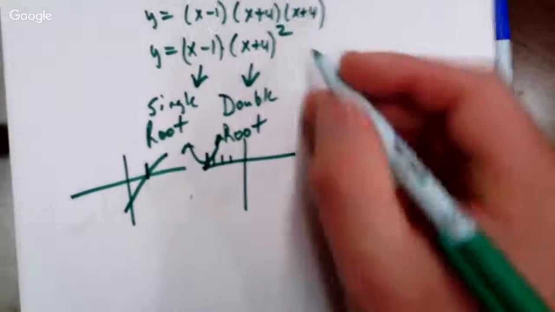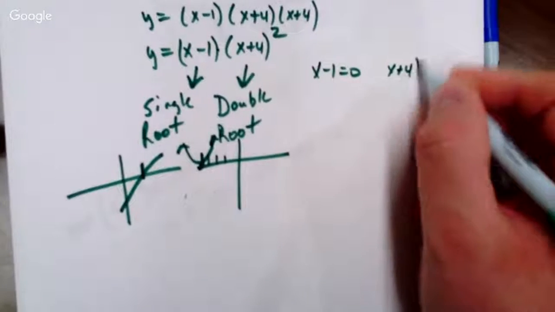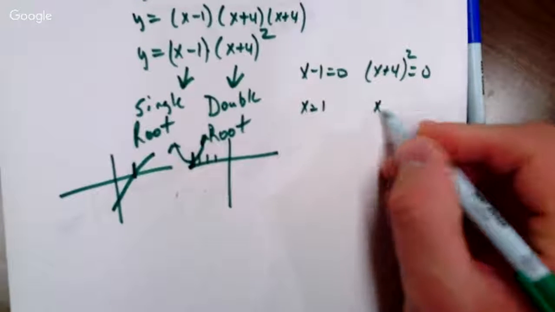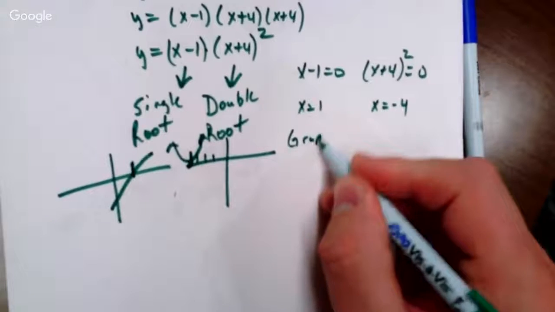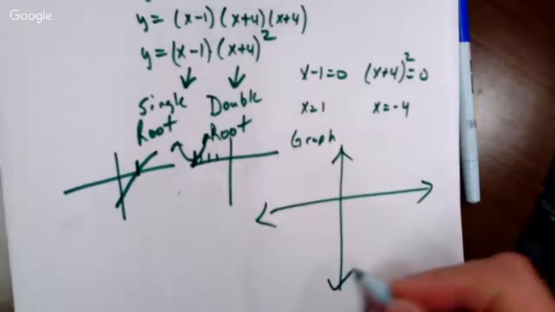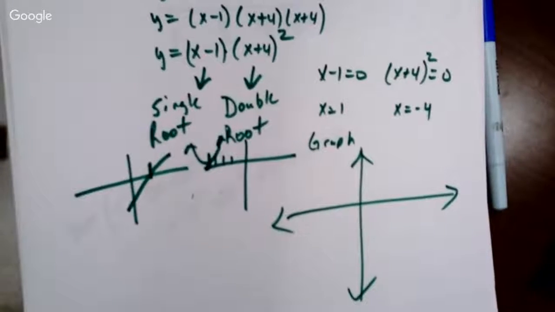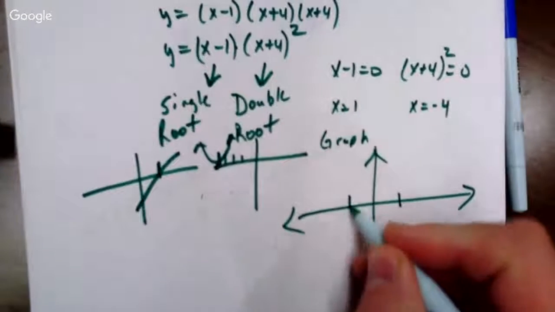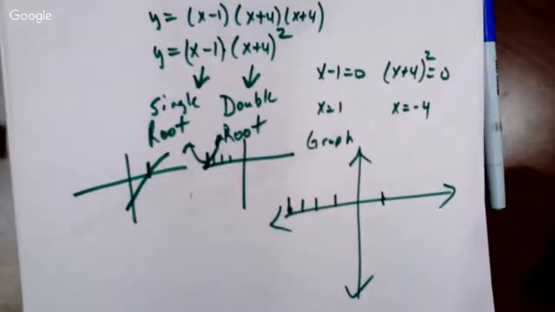All right, since we got this, let's set it equal to 0 and solve. So x minus 1 is equal to 0, and x plus 4 squared is equal to 0. Solve both of those out. x is equal to 1, x is equal to negative 4. Okay, so let's put this together in a graph. We're going to have a zero at 1 and a zero at negative 4. We know those 2 points for sure.